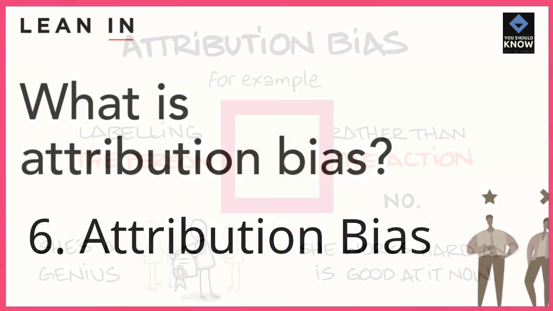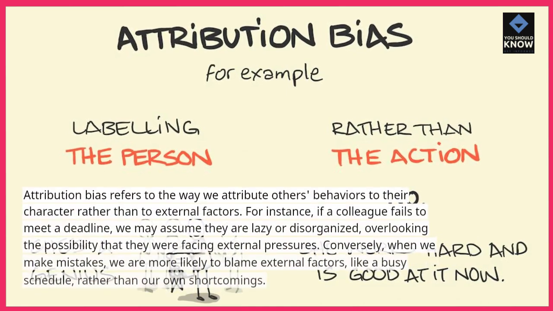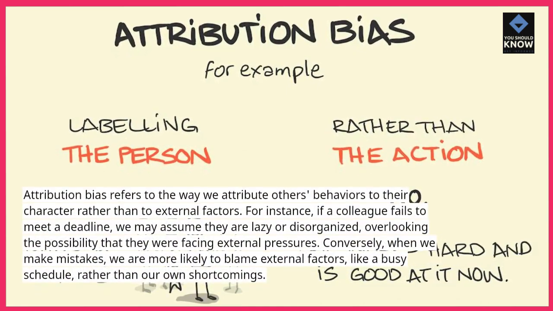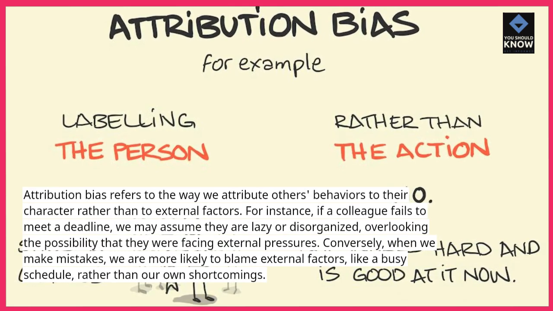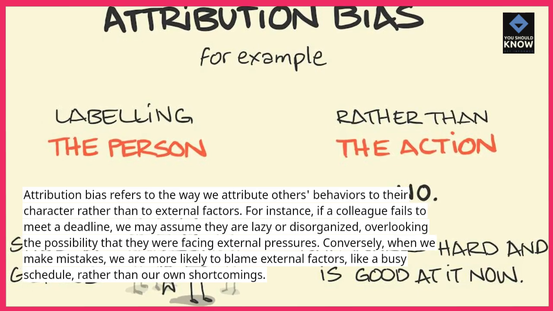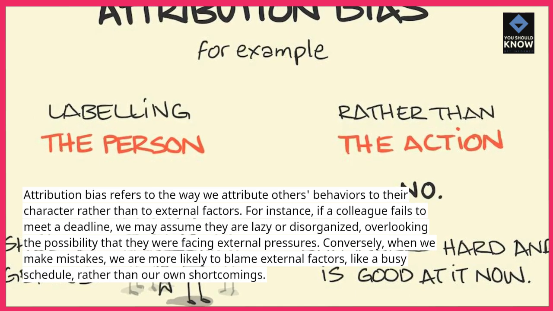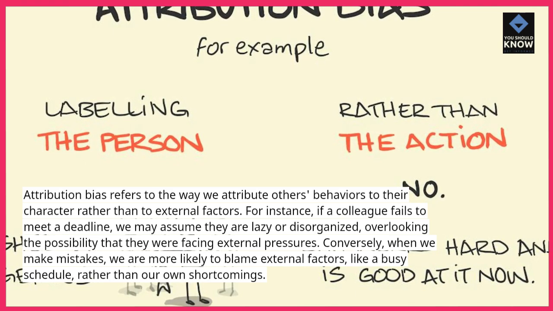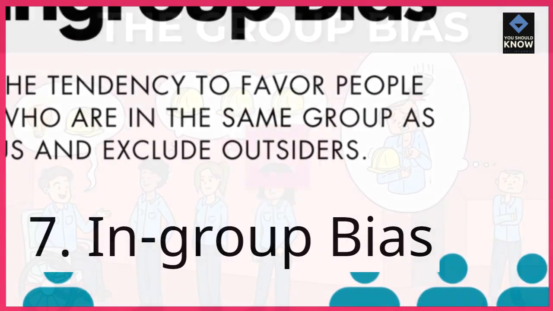6. Attribution bias. Attribution bias refers to the way we attribute others' behaviors to their character rather than to external factors. For instance, if a colleague fails to meet a deadline, we may assume they're lazy or disorganized, overlooking the possibility that they were facing external pressures. Conversely, when we make mistakes, we are more likely to blame external factors, like a busy schedule, rather than our own shortcomings.